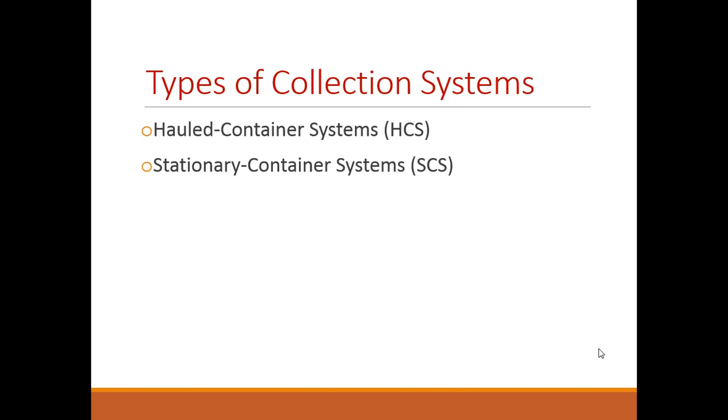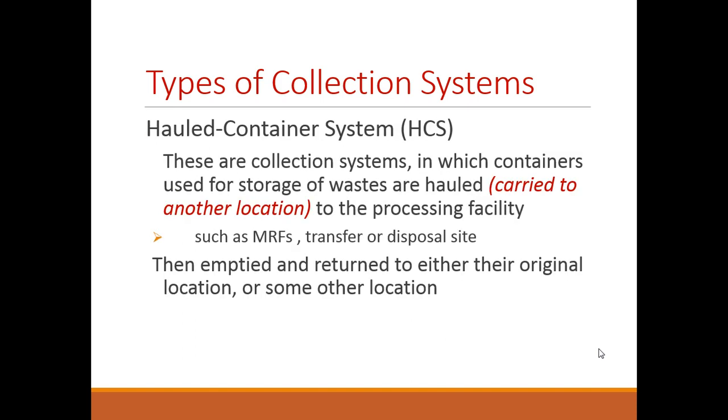So I want to look now briefly at two major categories or types of collection system. The first one we're going to look at is the whole container system, which is HCS, or hauled container system, and the second is the stationary container system, which is SCS. So where you see those letters, you'll know exactly what it is.